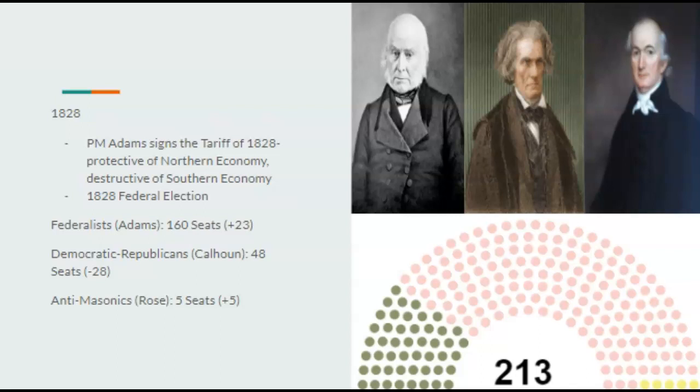So Rose and the Anti-Masonics would gain 5 seats, while the Federalists gained 23 seats, giving them 160 seats, while the Democratic Republicans would lose 28 seats. Now they have 48 seats. Very little numbers, as in our timeline, the Federalists were gone at this point, and now it seems like the Democratic Republicans could disappear eventually.